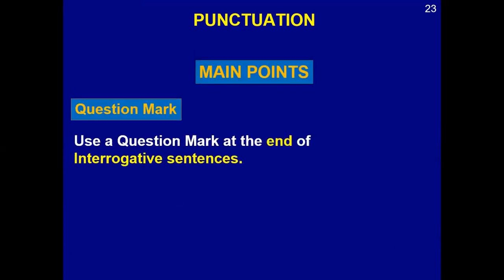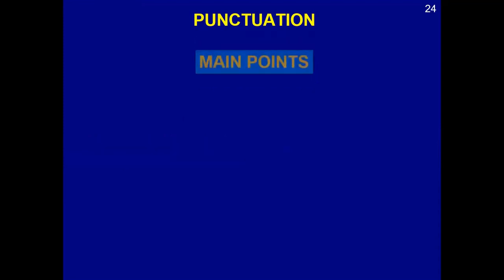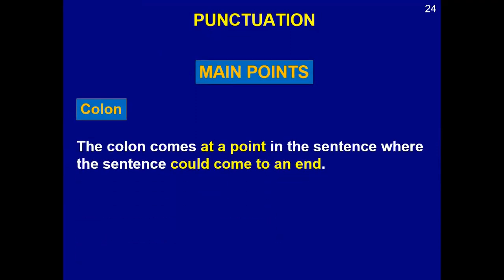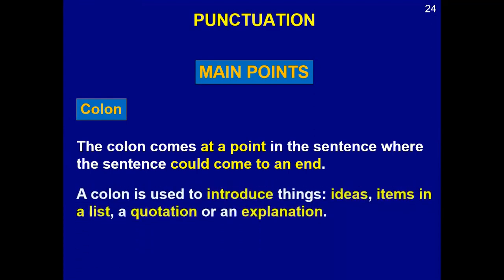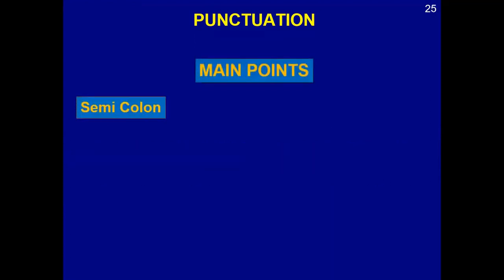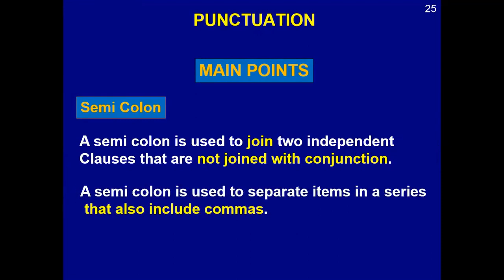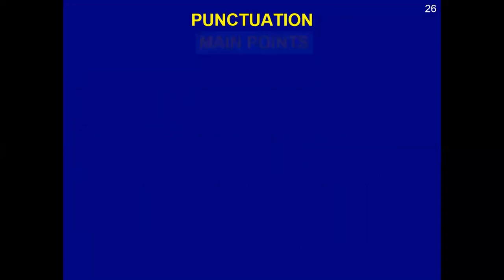Question mark. Use a question mark at the end of an interrogative sentence. Colon. The colon comes at a point in the sentence where the sentence could come to an end. A colon is used to introduce things, ideas, items in a list, a quotation, or an explanation. Semicolon. A semicolon is used to join two independent clauses that are joined without a conjunction. A semicolon is used to separate items in a series that also include commas.